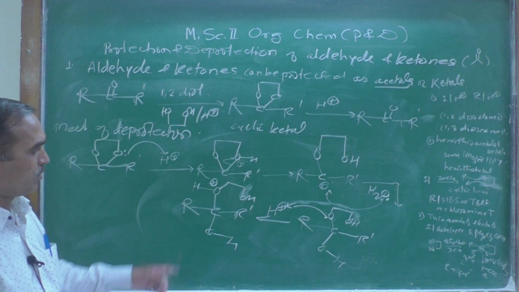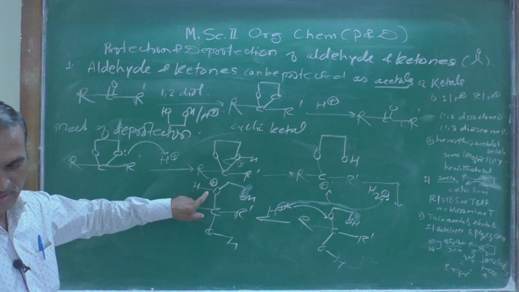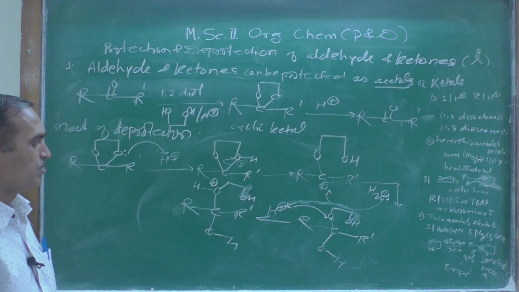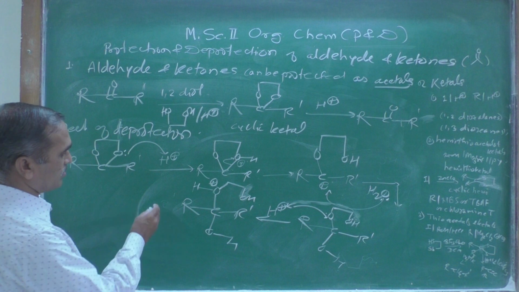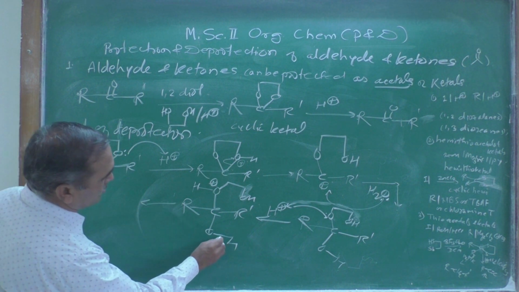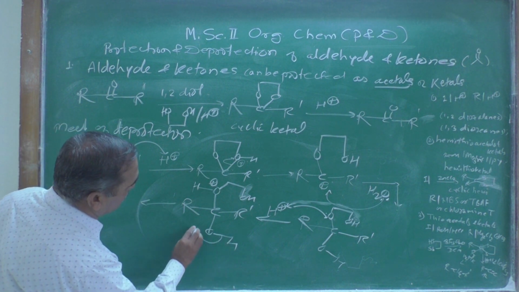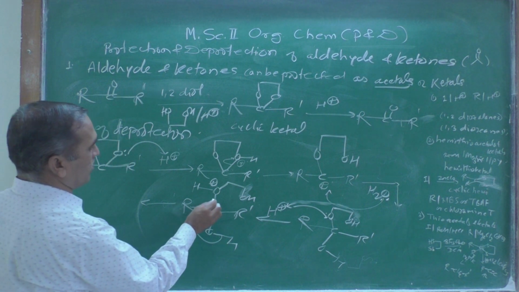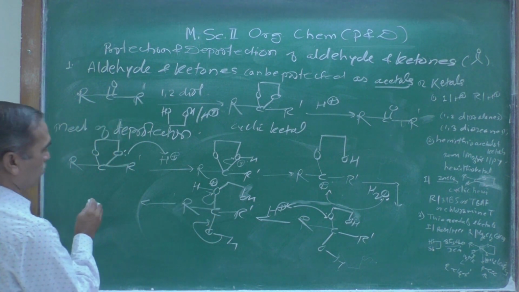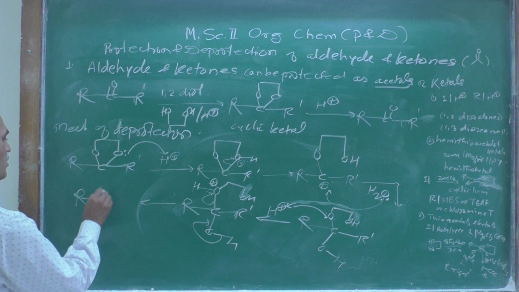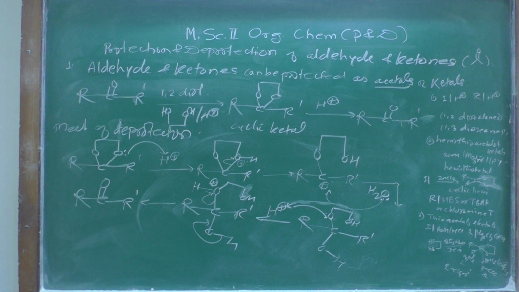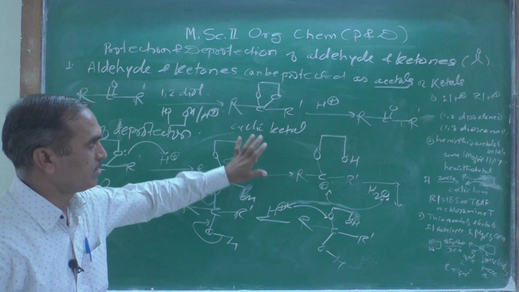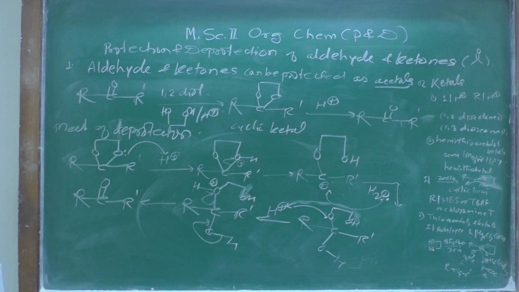And as I already told you, whenever a positive charge comes on that oxygen atom, that species becomes highly unstable in nature, and this sigma bond moves like this, forming a double bond, and this molecule is lost, and you will get the final product, acetone here, RC double bond O, R dash. In this way we can see the cyclic ketal formation.